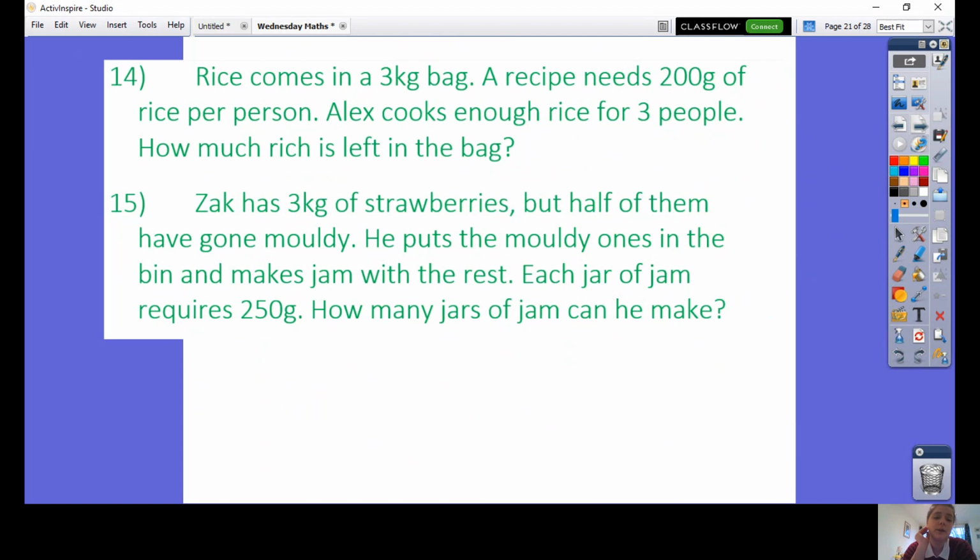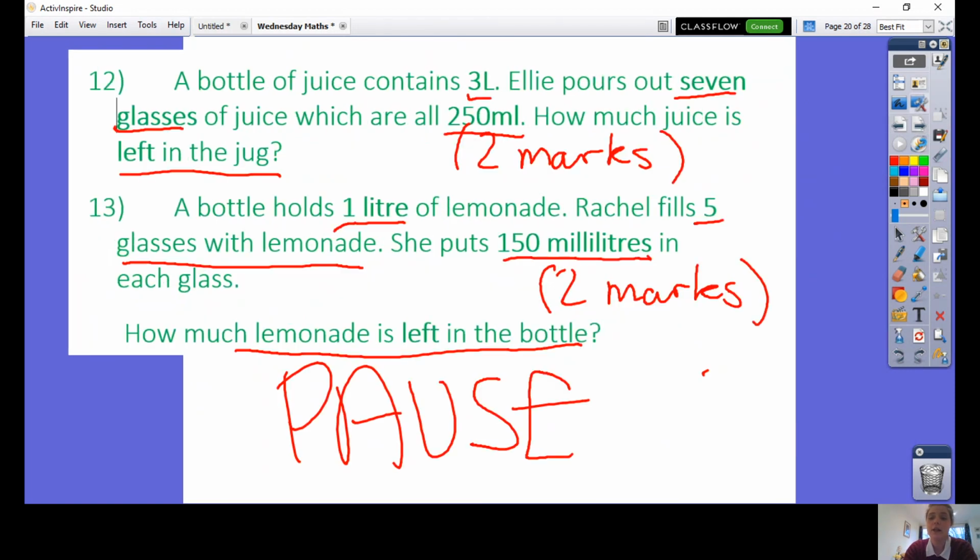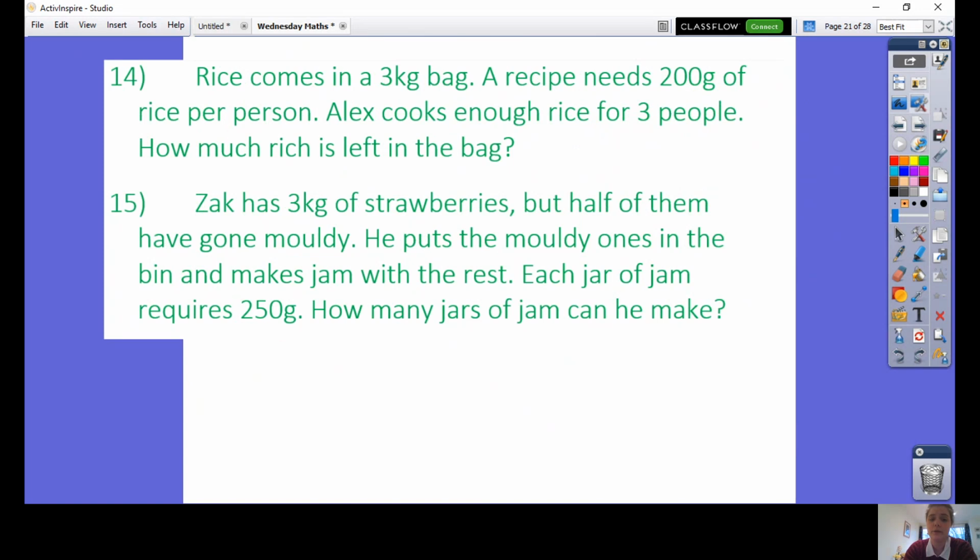Okay, you're now moving on to questions 14 and 15. If you didn't do question 12 and 13, please go back and pause the video and solve those questions. I'm going to read you question 14 and 15 now. Rice comes in a 3-kilogram bag. A recipe needs 200 grams of rice per person. Alex cooks enough rice for 3 people. How much is left in the bag?